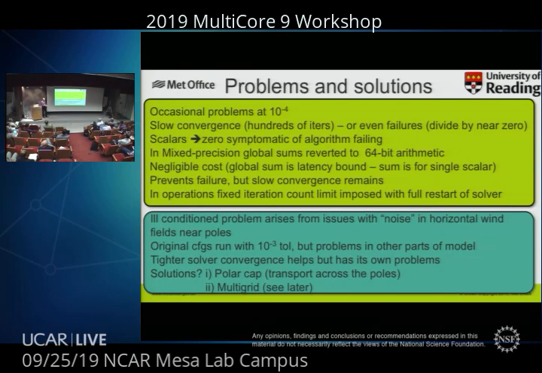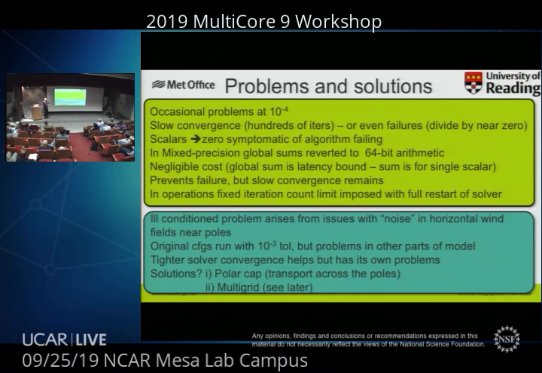It still converges far too slowly, and that's the same in single or double precision. So in the operations, they have a fixed iteration count. If you go beyond that, it pays the full start of the solver cost. So you might be able to do smarter things with restarts for the solver, but in operations, they want to know exactly how long it's going to take, or at least what's the worst case scenario and are they going to fit in the operational window. So if you go beyond a certain point, you pay the cost of restart, they know exactly how much it's going to cost. So as long as that's not too bad, then they can do it.